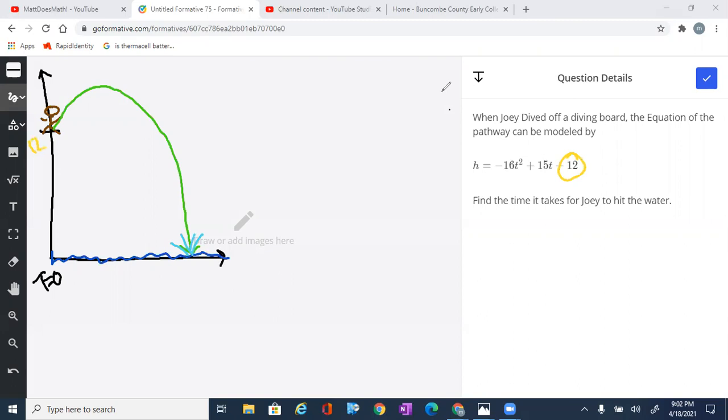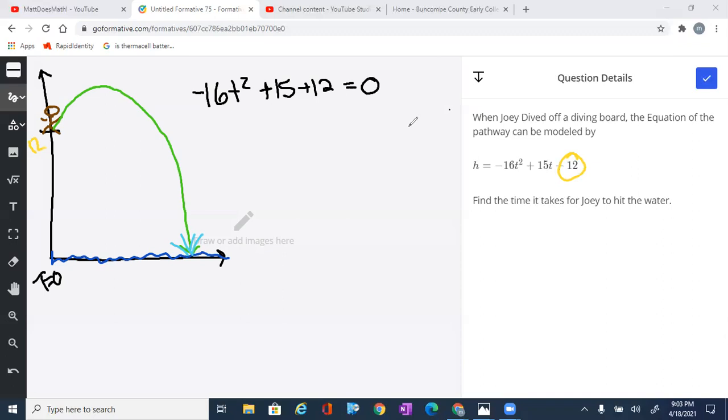Okay, so now when we do this, we're going to be completing the square, and there are some steps to completing the square. So I'm going to write everything out as we work through this process. I'm going to write negative 16t squared plus 15t plus 12, and because we're looking for when he hits the ground, or the pool in this case, which is going to be y equals 0, I'm going to set this equation equal to 0.